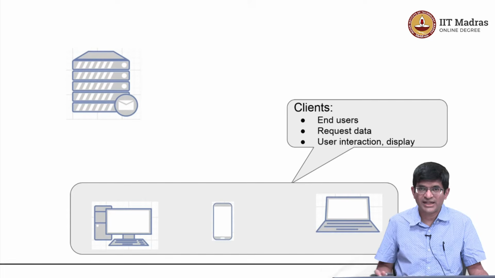Now you have a bunch of clients, these are end users, and each of these end users is going to request data. What kind of requests are those? They will have some kind of user interaction, they might want to display something on the screen, and based on what they see on the screen, they may ask for something else to be displayed.